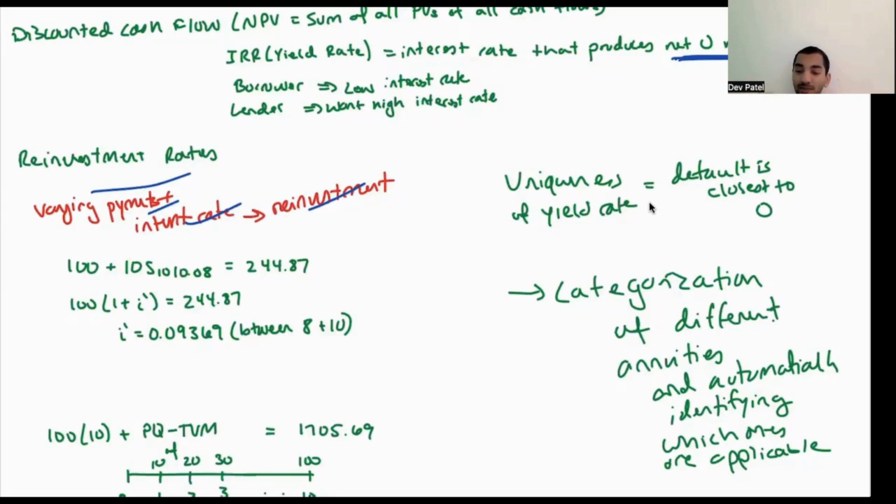And then sometimes with yield rates, you might be solving a quadratic formula. You might get two different yield rates. The default is to just go with the one that's closest to 0.